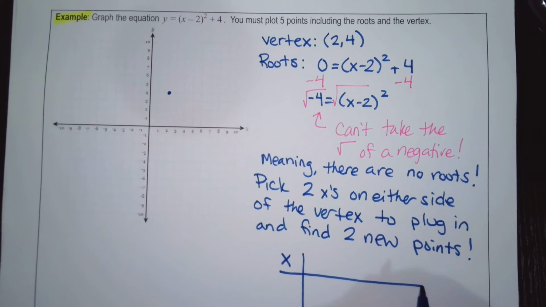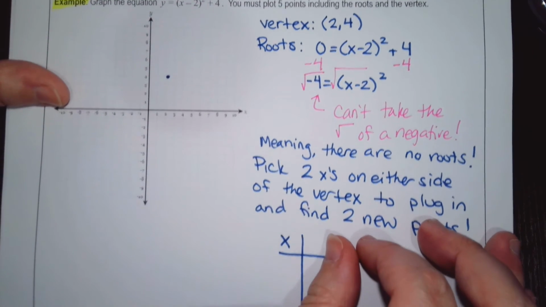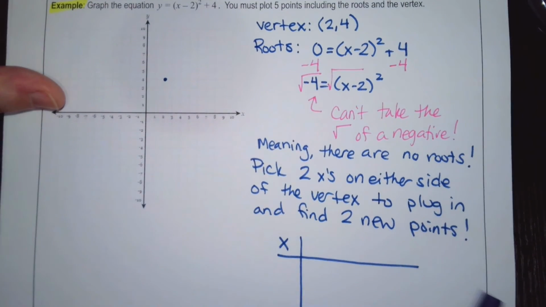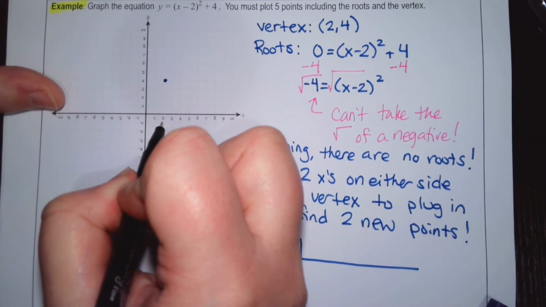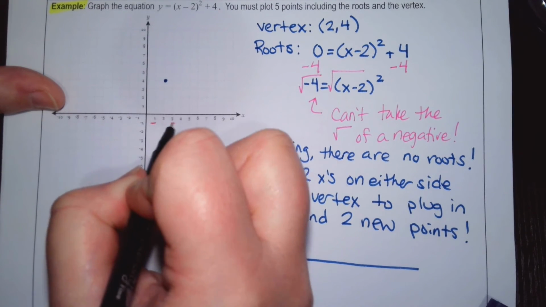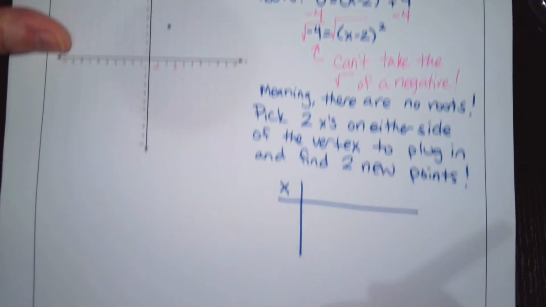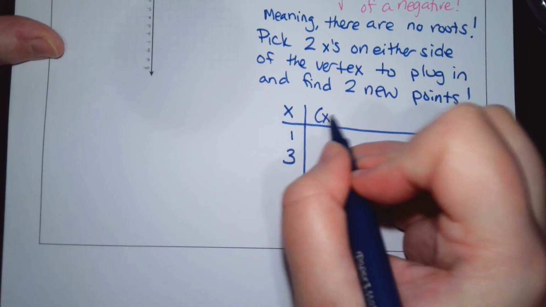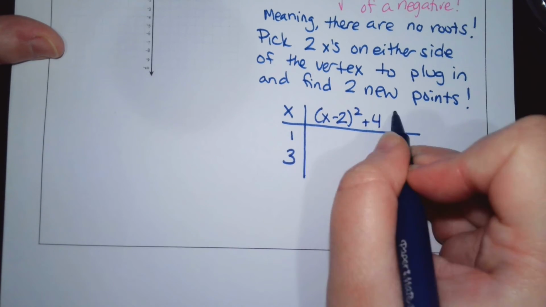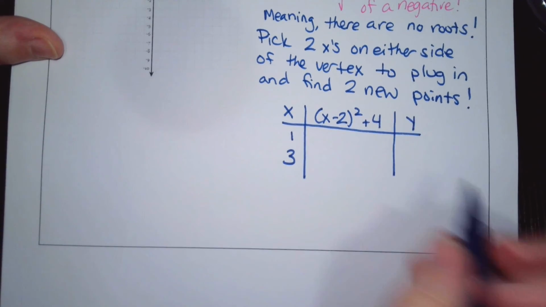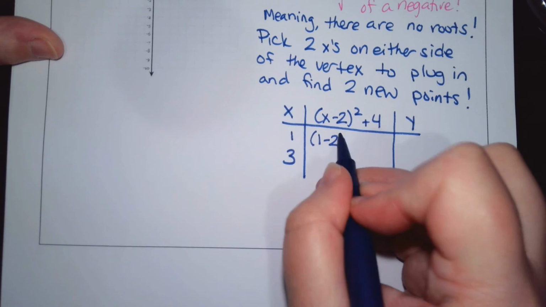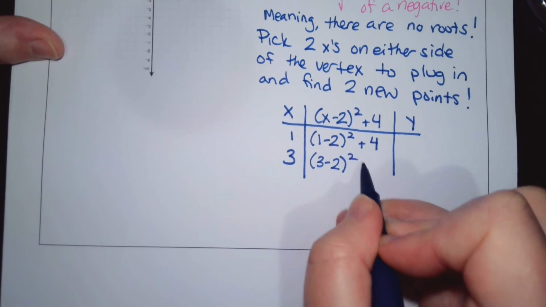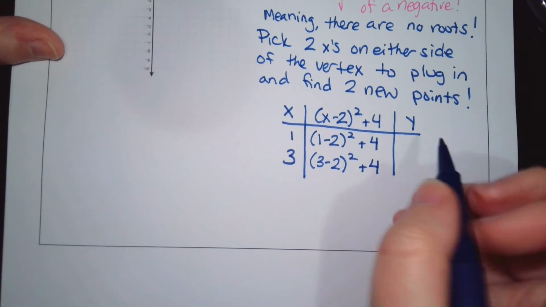And this time, we're taking the x values on either side of the vertex. So our vertex was (2, 4). So x is 2, so we're going to use 1 and 3. So 1, 3, (x minus 2) squared plus 4. We have to find the y. So (1 minus 2) squared plus 4. (3 minus 2) squared plus 4.